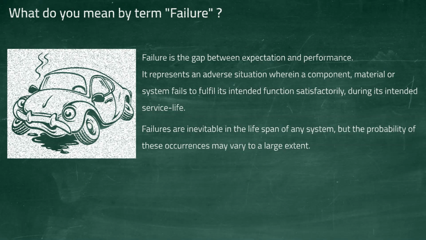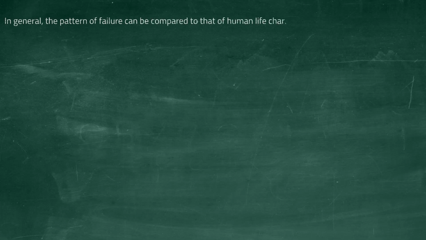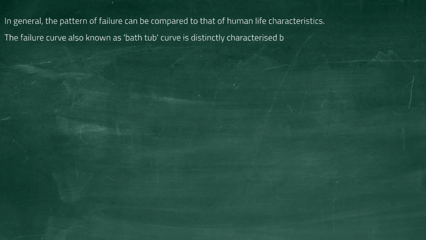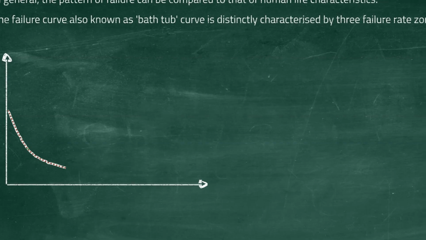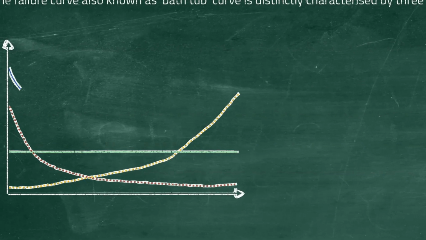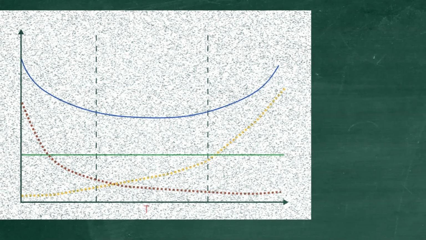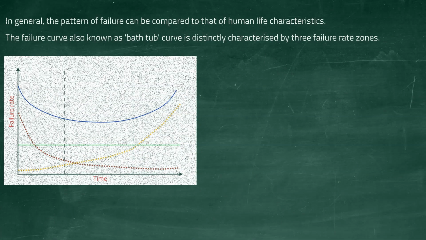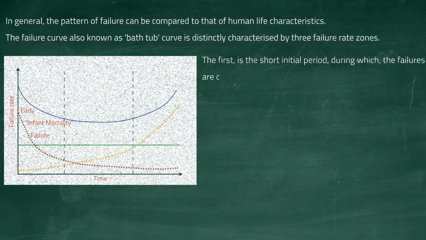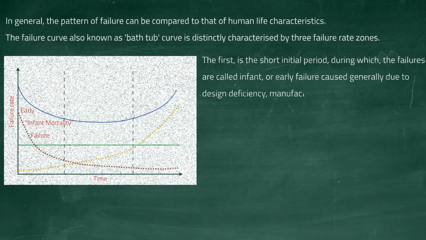to a large extent. In general, the pattern of failure can be compared to that of human life characteristics. The failure curve, also known as bathtub curve, is distinctly characterized by 3 failure rate zones. Early failure or infant mortality failure. The first is the short initial period, during which the failures are called infant or early failure, caused generally due to design deficiency, manufacturing defects, assembly and installation lapses.